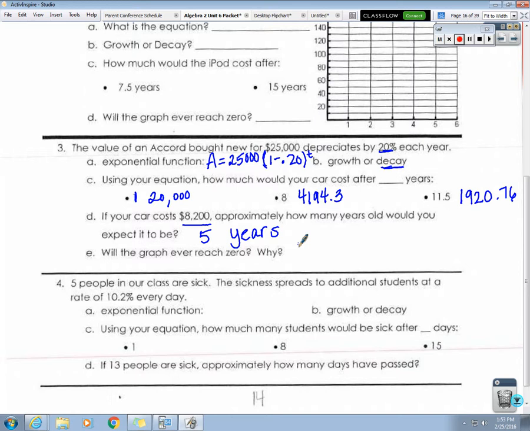Will the graph ever reach 0? No. There'll be an asymptote. Plus, even if your car is not even running, can't you get some money for it out of like scrap metal parts? Okay, all right, you need to do number 4 and after you do number 4, you can switch out.